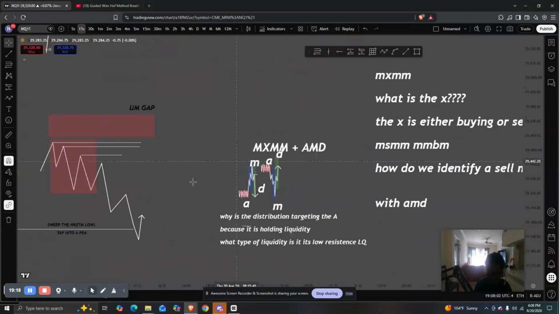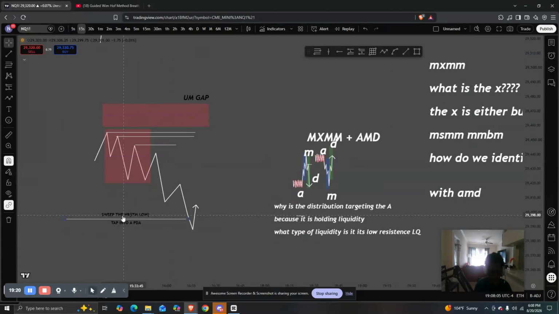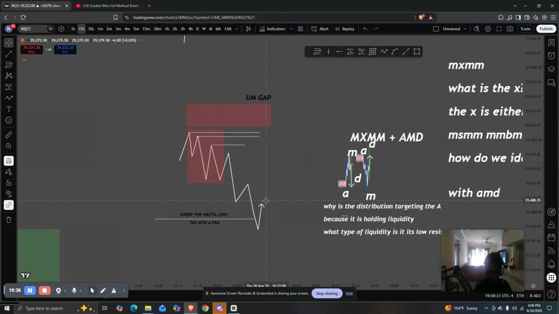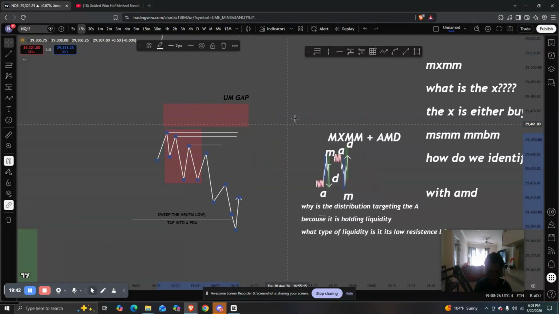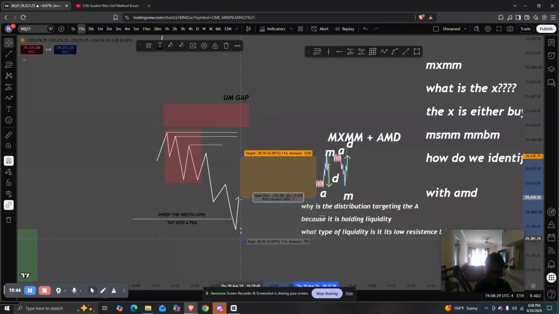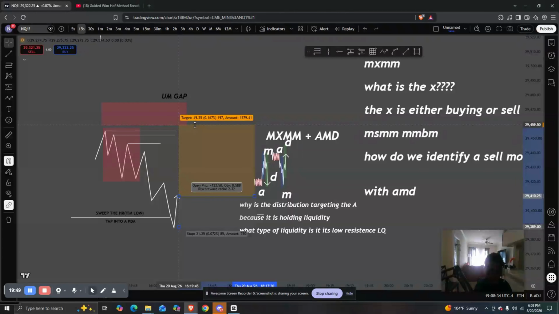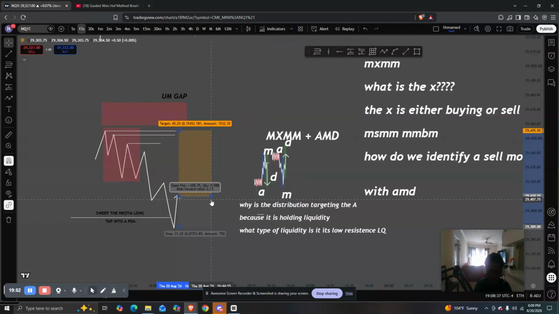So you need a sweep of a high resistance intermediate low and a tap into a gap, into a PD array, to help us displace higher. Because if we don't have this, it could also just be continuing the chop and chop down. So after we get the sweep of an intermediate low and tap into a PD array, we could take this setup right here, targeting the unmitigated gap, the CE of the gap, or the high of the gap, or even the low resistant highs. We'd be all fine and dandy.